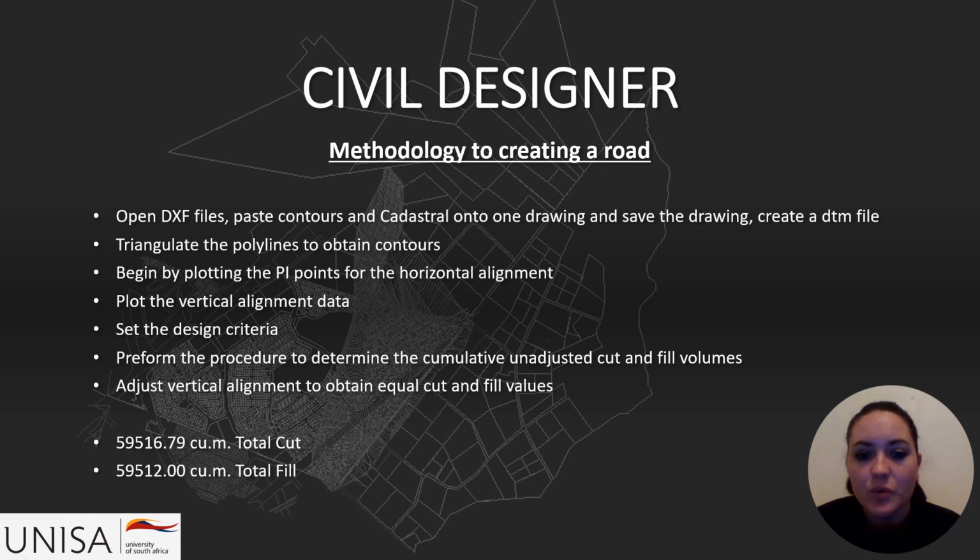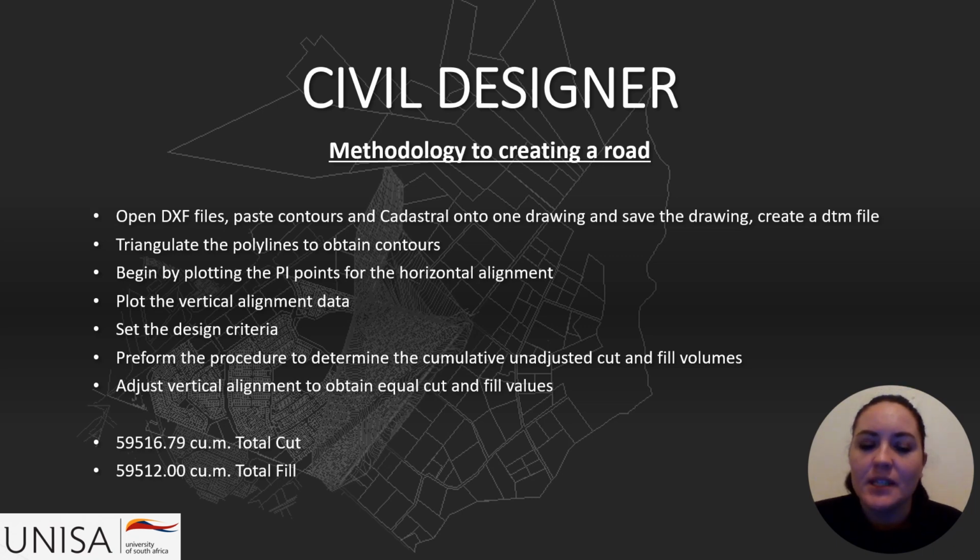Okay, the background shows the actual project from Civil Designer. So you open up the DXF files created from AutoCAD for Civil 3D into Civil Designer. You paste the contours and cadastrals onto one drawing and save the drawing. You also create a DTM file at this point. You then triangulate the polylines to create the contours back into Civil Designer. You begin the actual designing process from this point as all the data is present.